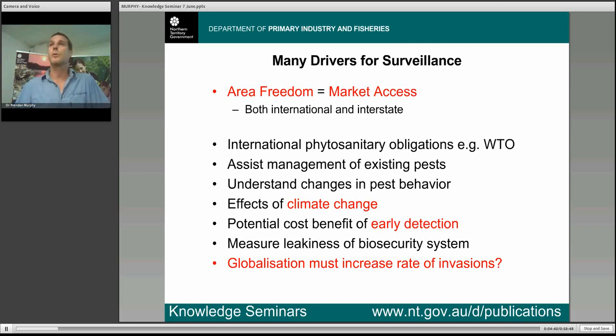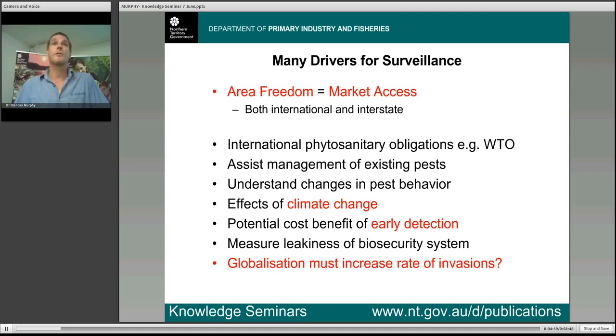Well-collected information will also assist us in managing existing pest populations. We can understand changes in pest behaviour, for example, associated with climate change. Do we get changes in population distributions or sizes or dynamics? And we'll look in a moment at the potential cost benefits of actually making an early detection.